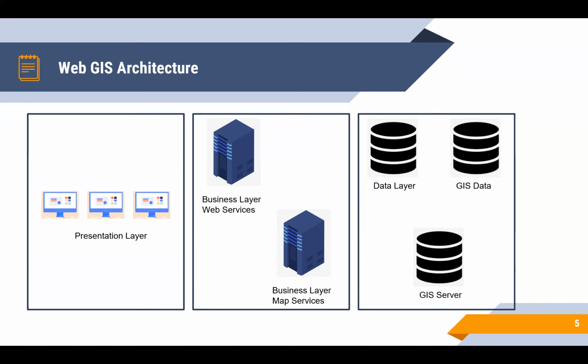So normally, in most of the cases, we develop the WebGIS application in a three-tier architecture: the presentation layer, the business layer, and the third one is the data layer. In the business layer, we will have web services and map services. I will explain what web services and map services mean. Then in the third layer, we have the data layer: GIS data and GIS server.